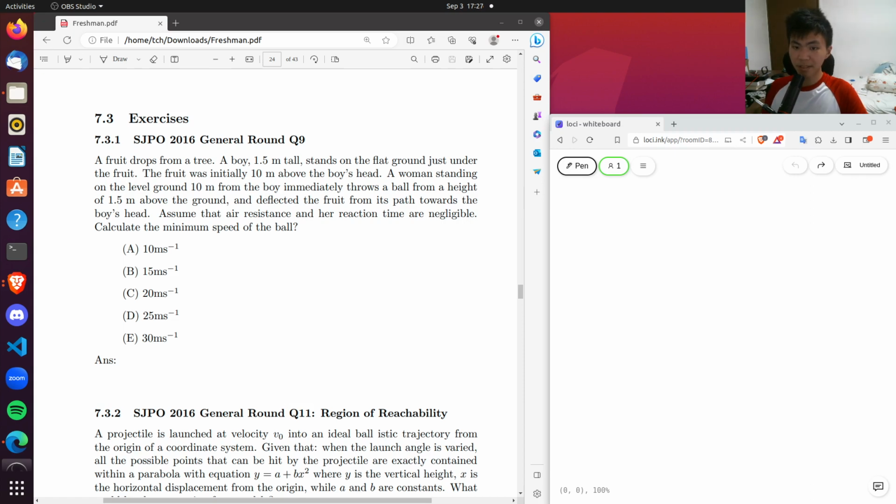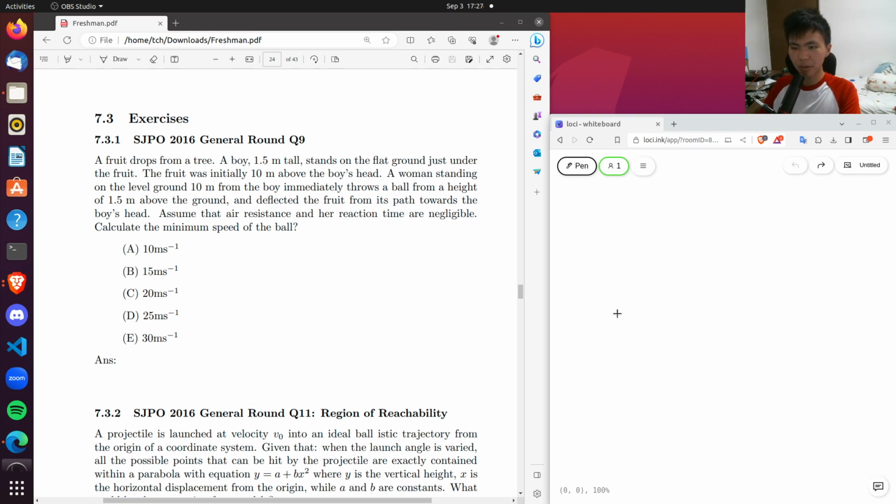Okay, so for question 9, we are given a question where there's a fruit that's going to drop on a boy, and somebody from far away is going to throw a projectile. The woman is going to throw a projectile to save the boy, and we're supposed to calculate the minimum speed that she has to throw the ball. This is a very, very juicy question, and I'll tell you why later, because with the right reference frame, it becomes very obvious.